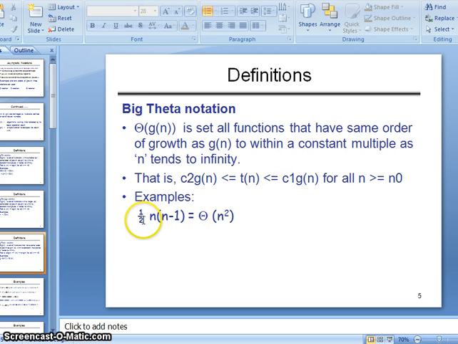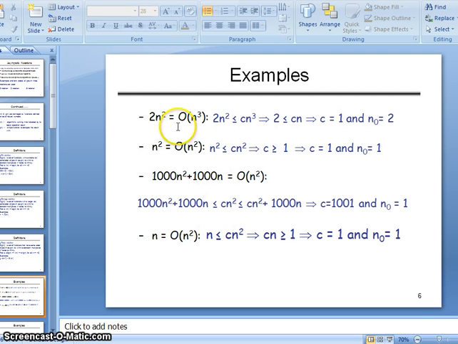The example: half n into n minus 1 is equal to theta of n square. To prove this, we prove the two inequalities, the right inequality and the left inequality, and thereby prove half n into n minus 1 is in theta of n square. Same way, these are a few examples. 2n square is in big O of n cube, and the proof is where c is equal to 1 and n0 is equal to 2.